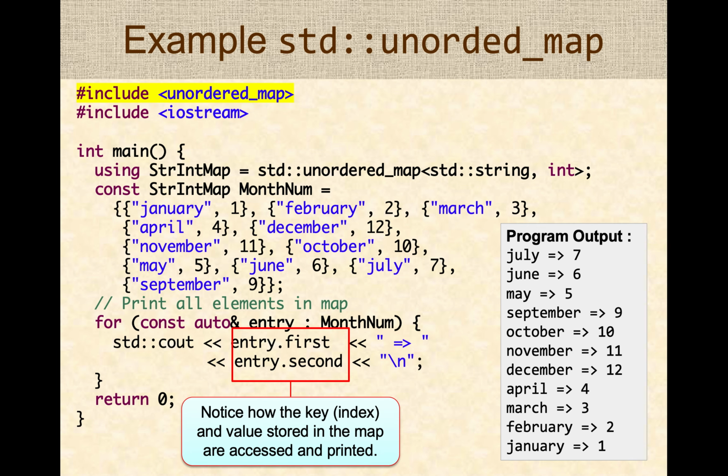Note that the order in which entries are printed will be different than the order in which they were specified because the unordered map doesn't maintain order. So that's why it's called an unordered map. So there's no guarantee in the order, but the information will be stored there.